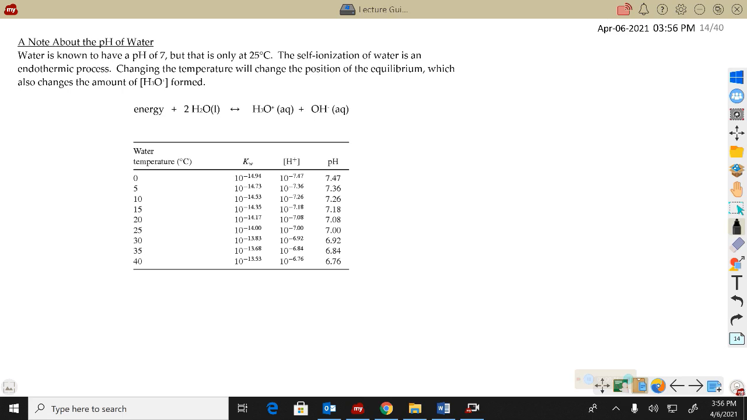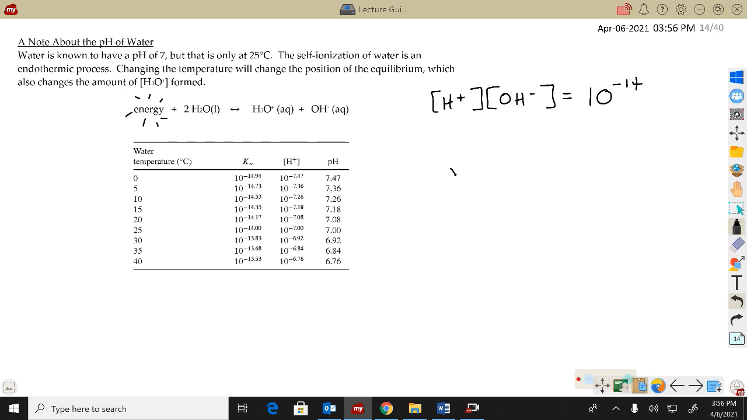Check out this equation. It's the self-ionization of water. There's one component that we haven't really talked a whole lot about, and that's the fact that it is an endothermic process, that there's energy on the reactant side. Even in your equation packet, they'll tell you that Kw is 10 to the negative 14 at 25 degrees Celsius. And it was from this equation, hydrogen times hydroxide equals 10 to the negative 14th.